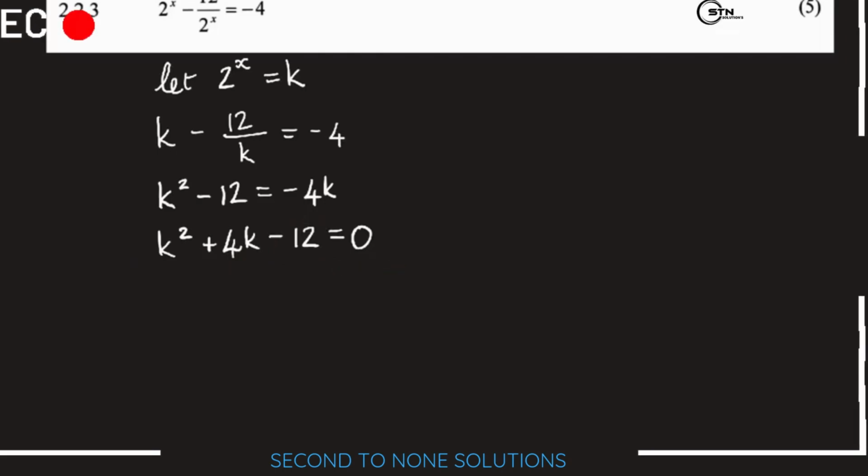Let's factorize, and it's going to be k and k, and one's going to be minus and the other one's going to be plus.